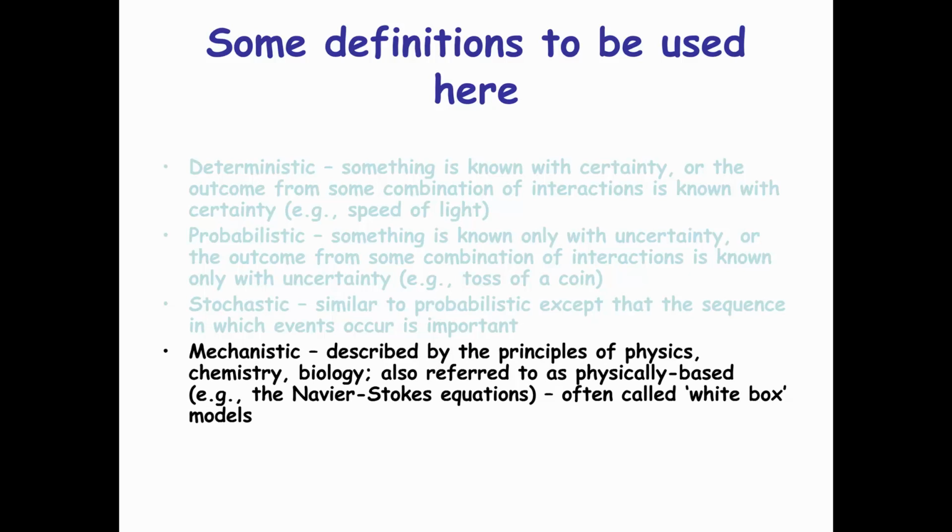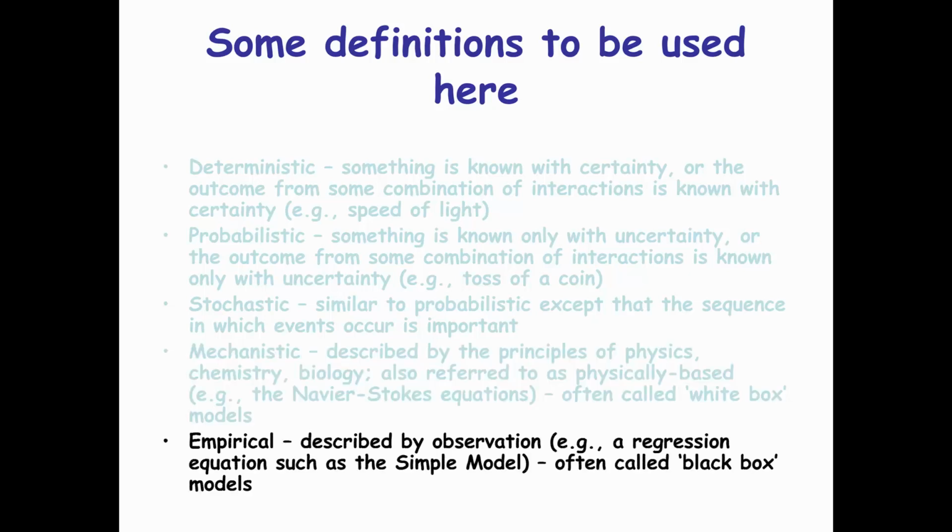Then mechanistic is something where basically the equations that are used in doing the model are known from the principles of physics, chemistry, and biology. They're known exactly. So an example would be Navier-Stokes equations in fluid mechanics. And mechanistic models are often called white box models. That is, you can see inside of them and see how they're functioning. Whereas an empirical one is often called a black box model. There, basically, the equations are based on some observation. It might be a regression equation, such as what we have in the simple model.